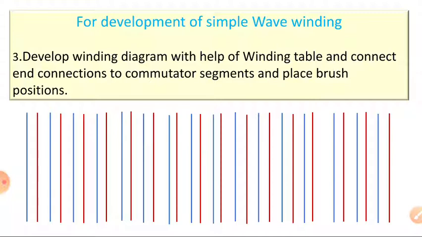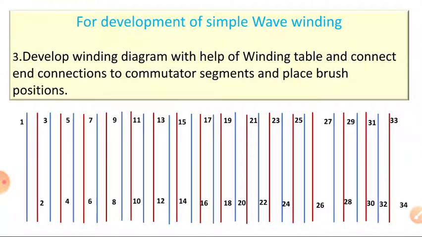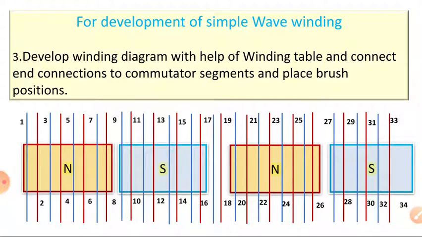Odd numbers are at the top and even numbers at the bottom. So represent all this. How many conductors? 34 conductors. Now, the average pitch: the 8 poles are influenced by north pole, south pole, north pole, south pole. Represent that also. You can see here.